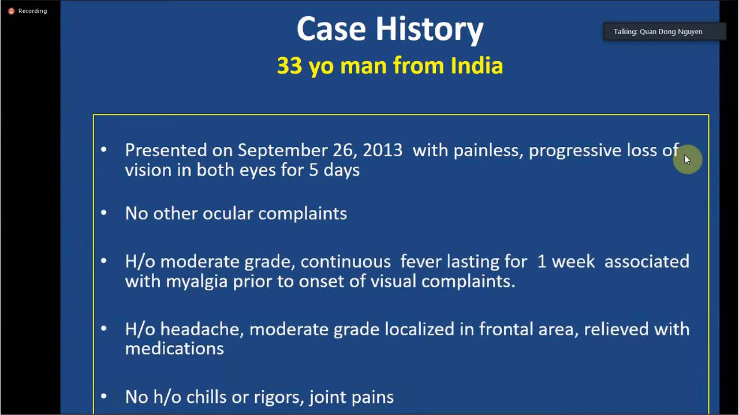He presented to us with continuous fever lasting for about a week, associated with joint pain prior to the onset of the visual complaint. So some non-specific joint pain and then visual loss. He also had headaches, localized in the front part of the head and relieved with NSAIDs, non-steroidal. No history of chill or joint pain when he complained of this. There was just a muscle ache but no joint pain. No history of diabetes or hypertension.